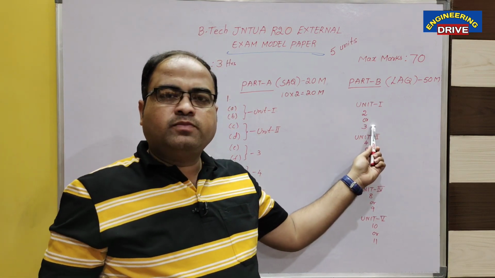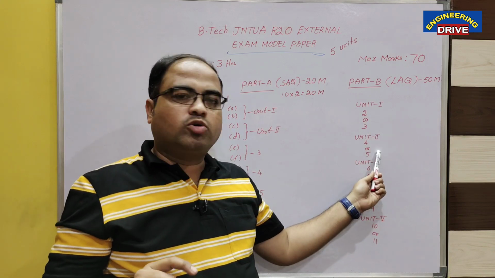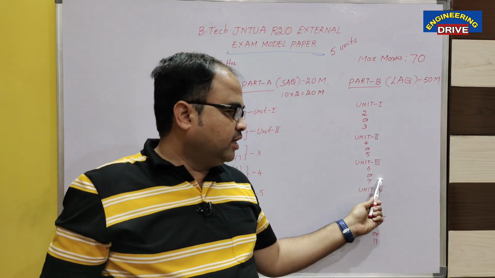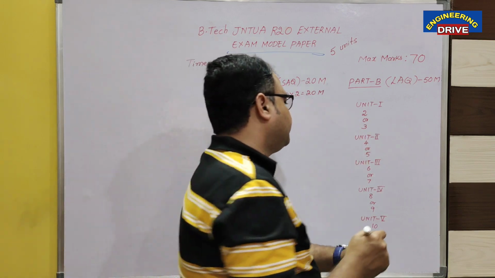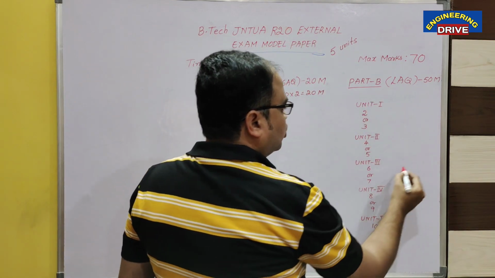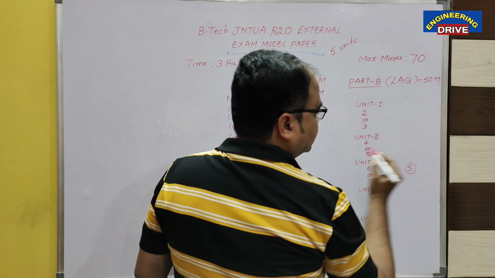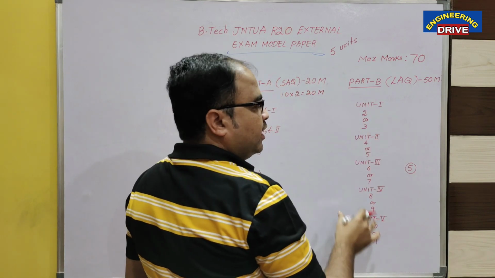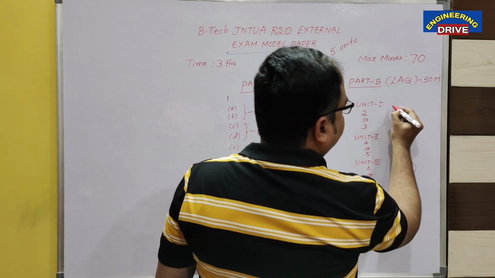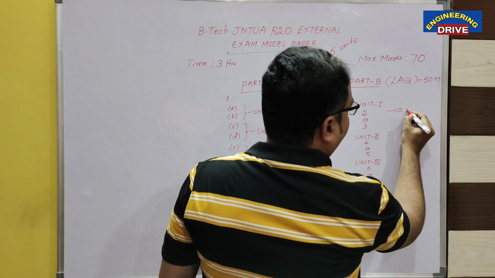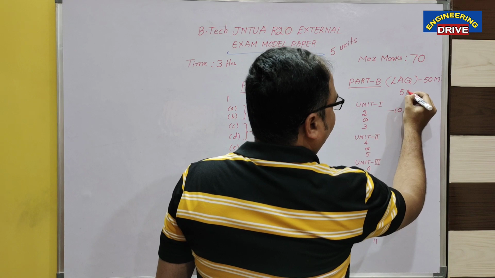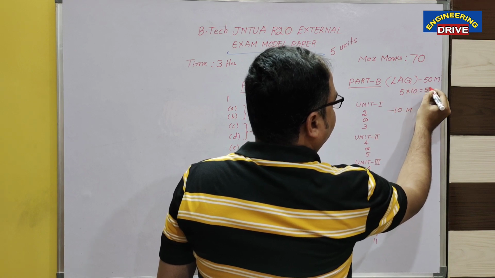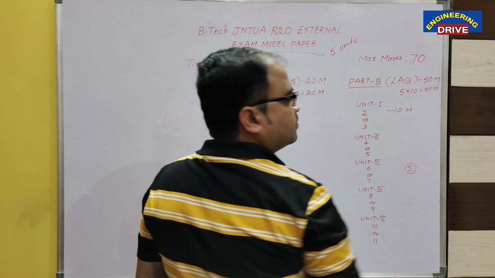So out of 2, one answer. Here also out of 2, only one answer will be considered. Here out of 2, only one answer will be considered. So finally, you need to write a total of 5 long answer questions from this part B. Each answer carries 10 marks, which means 5 into 10, that is 50 marks.